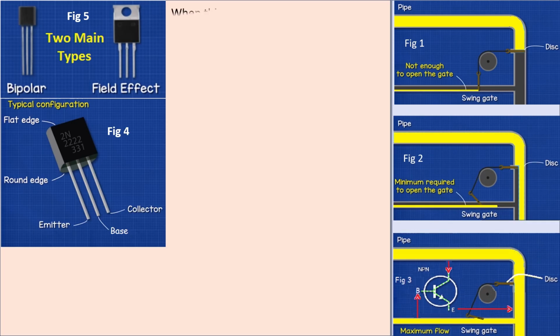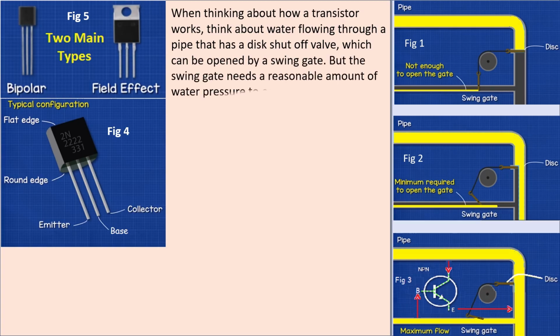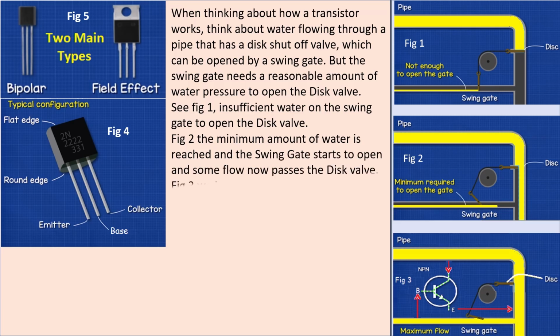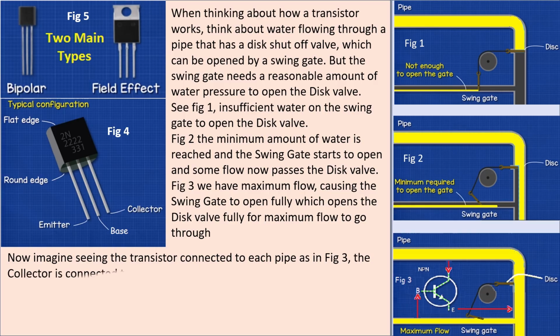When thinking about how a transistor works, think about water flowing through a pipe that has a disc shut-off valve which can be opened by a swing gate. But the swing gate needs a reasonable amount of water pressure to open the disc valve. See Figure 1. Insufficient water on the swing gate to open the disc valve. Figure 2, the minimum amount of water is reached and the swing gate starts to open and some water now passes the disc valve. Figure 3, we have maximum flow causing the swing gate to open fully, which opens the disc valve fully for maximum flow to go through.